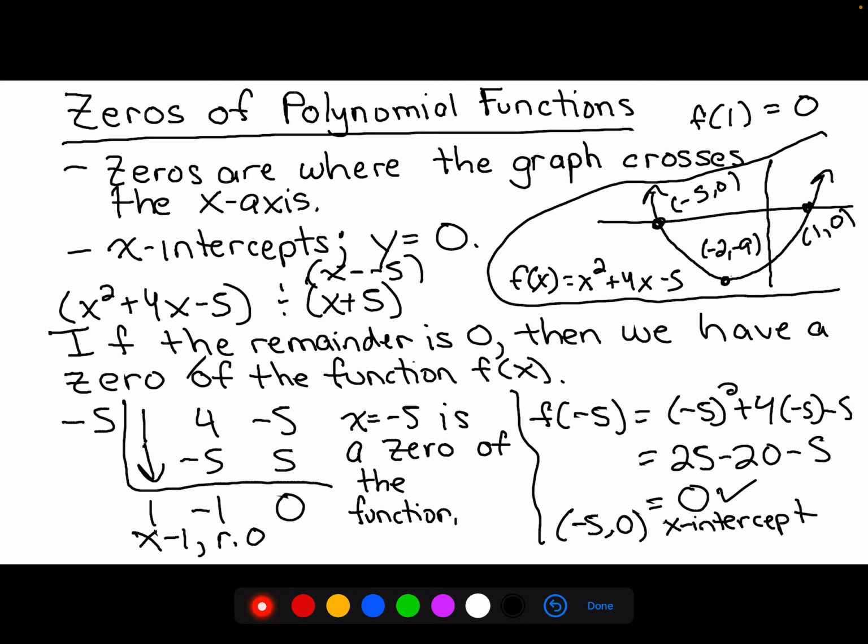That's where it crosses the x-axis. So zeros are another way of saying x-intercepts. Either in long division, you would end up with a 0 remainder, or when evaluating the function at that k, you'd end up equaling 0. So that k would be the x value where it crosses the x-axis, and then 0 is the y value. Pretty neat, huh?